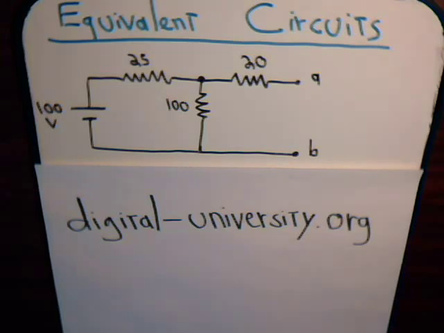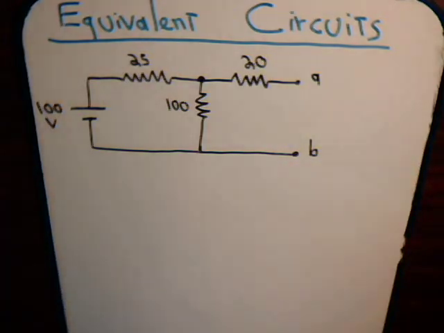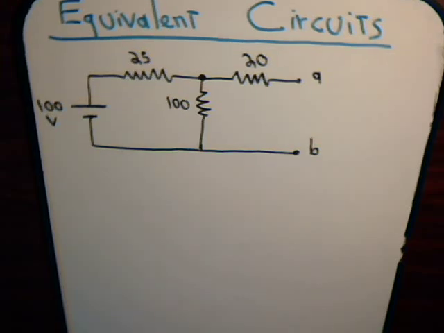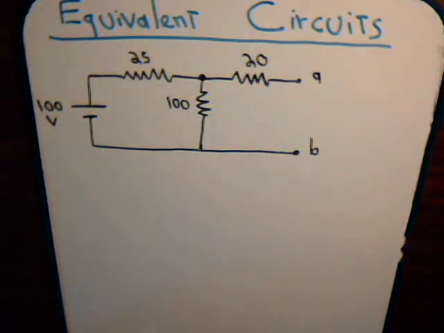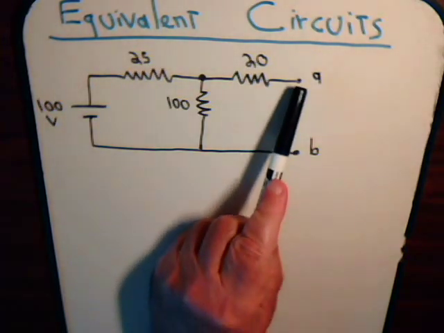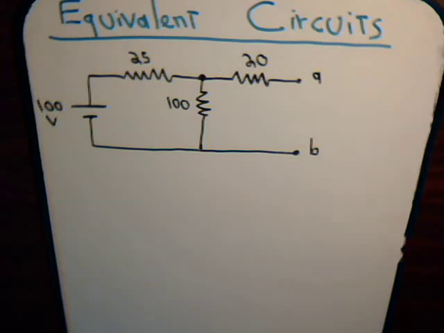digital-university.org. In this video, we want to introduce the concept of equivalent circuits, specifically the Thevenin and Norton equivalent circuits. Probably the best way to do that is by considering a relatively straightforward example. Here we have a simple circuit with just a battery and a 25 ohm and 100 ohm resistor. Over here a 20 ohm resistor, and we have terminals. We label them A and B.